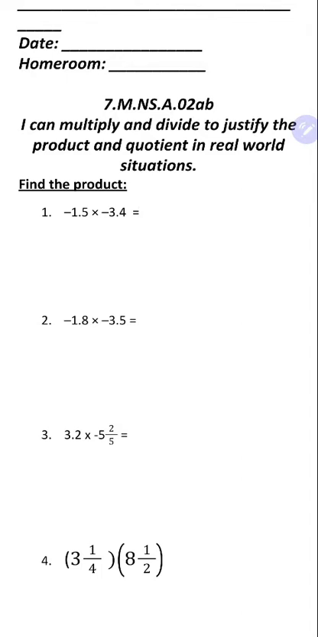If you are Mr. Moreno's homeroom, it's 7M. If you're in my homeroom, it's 7N. If you are Mr. Ortiz's homeroom, it's 7O. And if you're Mr. Fairchild's homeroom, your homeroom is 7F. Okay? Let's go ahead and begin.